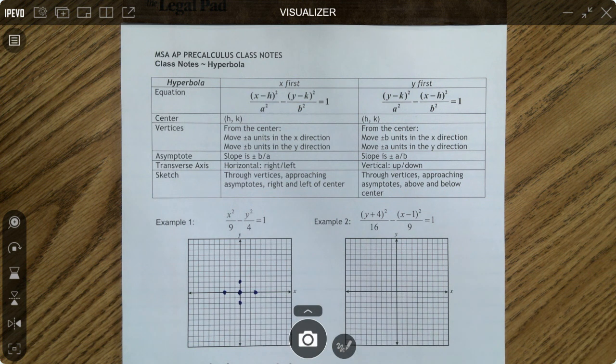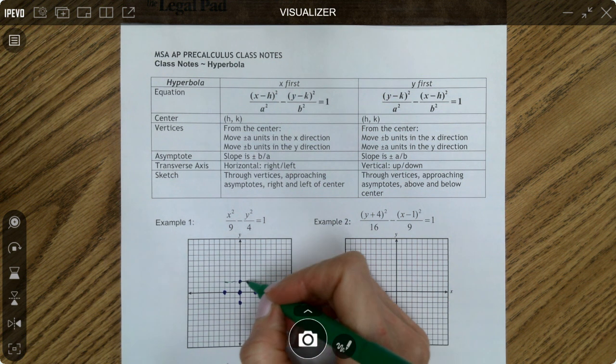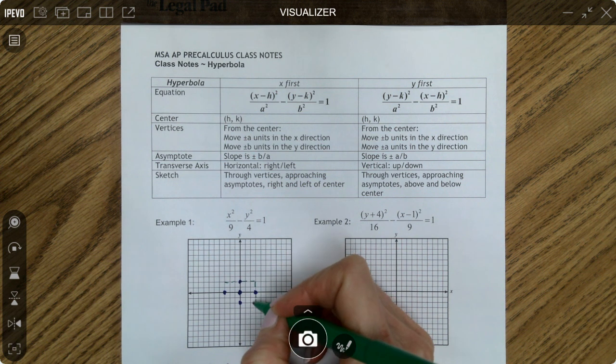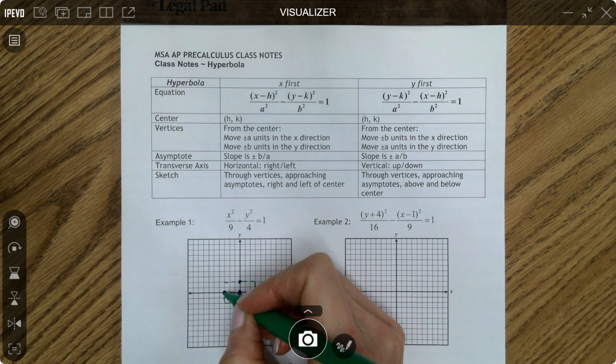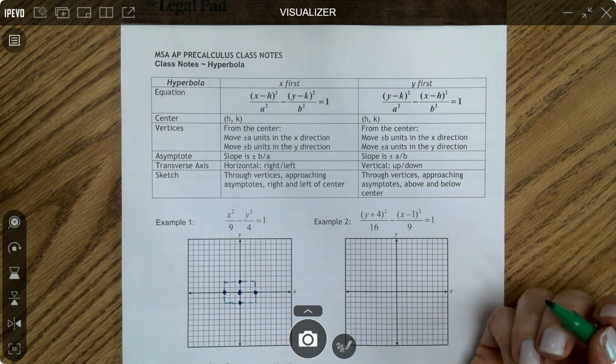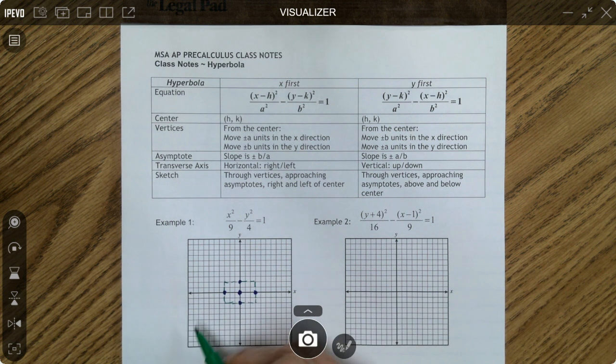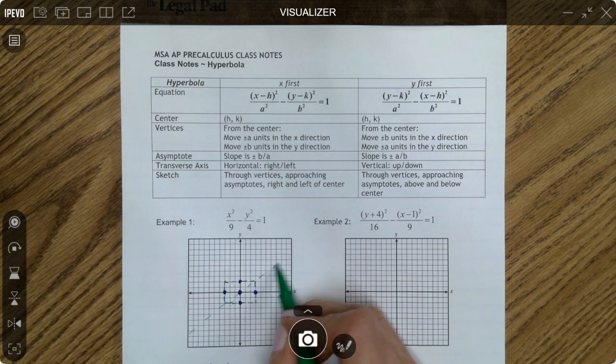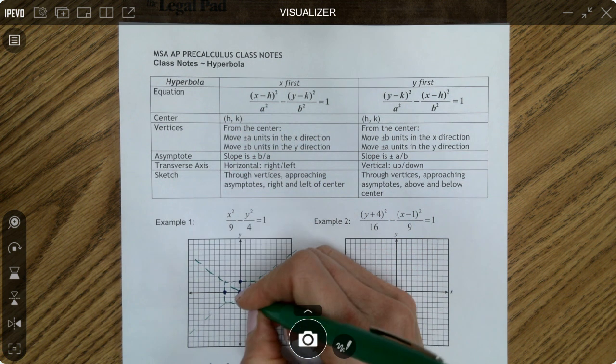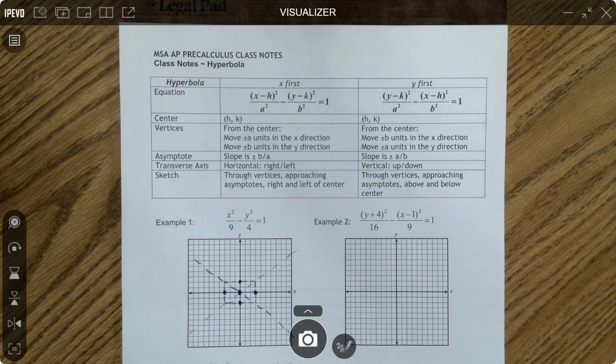Okay, but a hyperbola has 2 asymptotes. In this type of hyperbola, those asymptotes form an x. So what you want to do is take these outer 4 points and use them to create a rectangular box through those 4 points. And then your asymptotes are going to be the x formed by connecting corner to corner, so the diagonals. Okay, so those are the asymptotes.